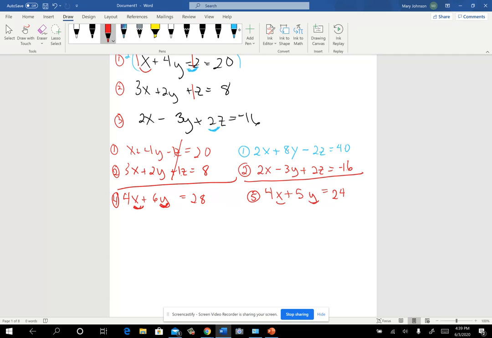All right, so now we're ready for the next stage. We're going to take equation 4 and equation 5 and look at the two of those.